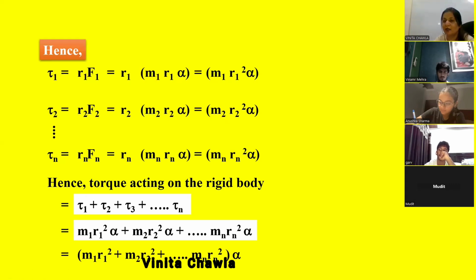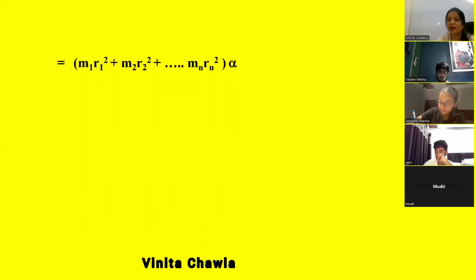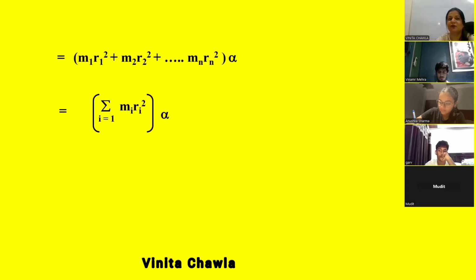This m r square is nothing but moment of inertia. If we take total mass m and radius of gyration k, then m k square is the moment of inertia, right? So we can write this as summation over i equal to 1 to n of mi ri square alpha, because we have an addition sign here, and the cycle is going from 1 to n. So summation is for addition, and i equal to 1 to n of mi ri square alpha.